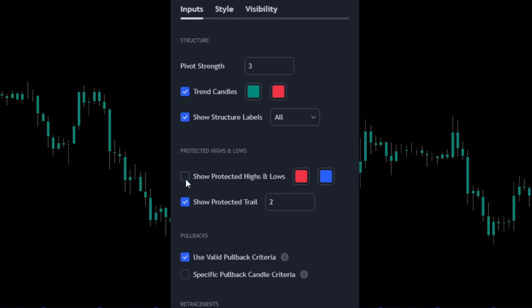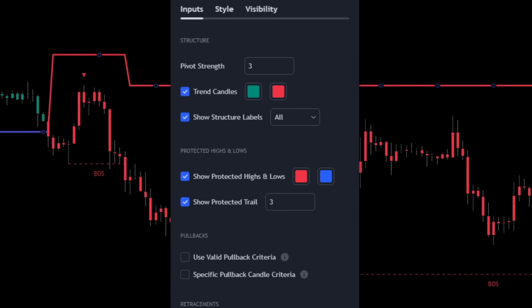You also want to make sure that you have the show protected highs and lows checked here, and you also want to show the protected trail. If you want to, you can actually increase this setting a bit here. This will make the indicator a bit more clear. It's not something you have to do, but I like to keep this one at 3.